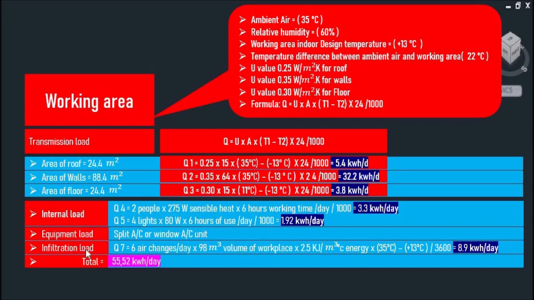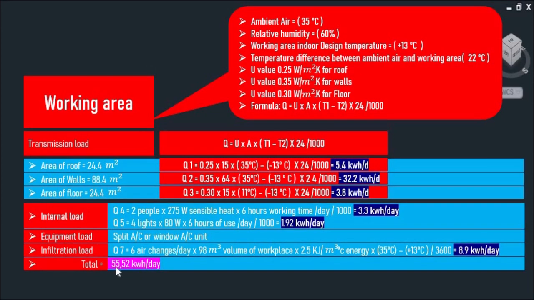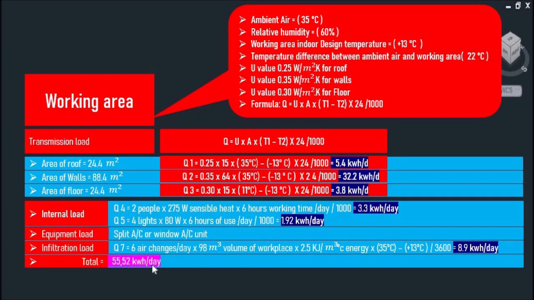And lastly, infiltration load. When we drop this number in, we see that it comes out to 8.9 kilowatt hours per day, and adding all these numbers in, that comes out to a total cooling load of 55.52 kilowatt hours per day for our working area.